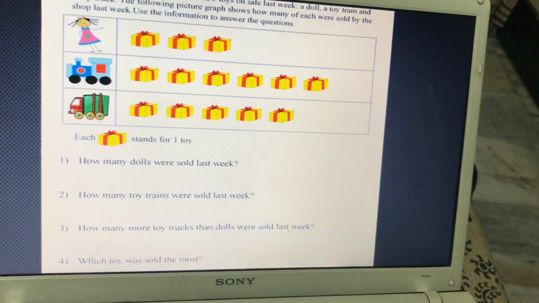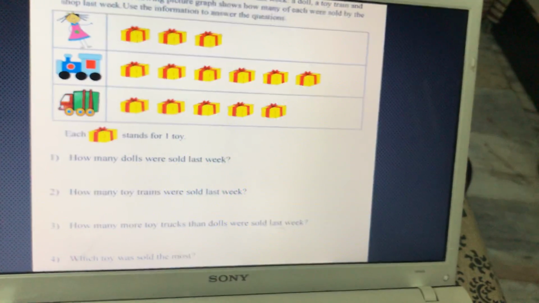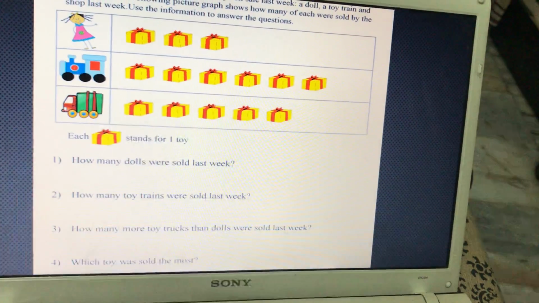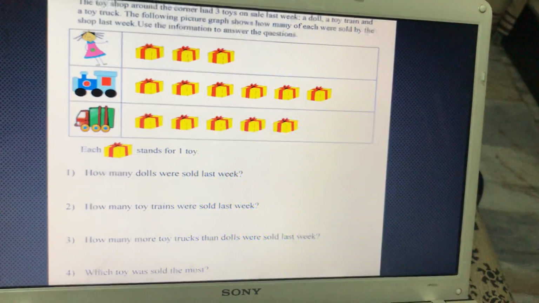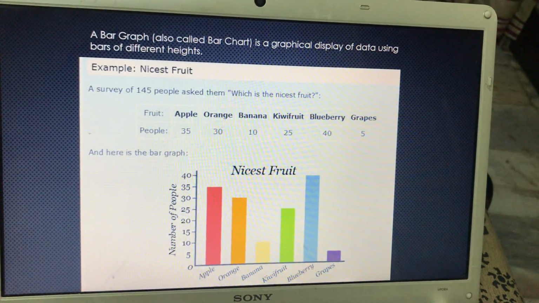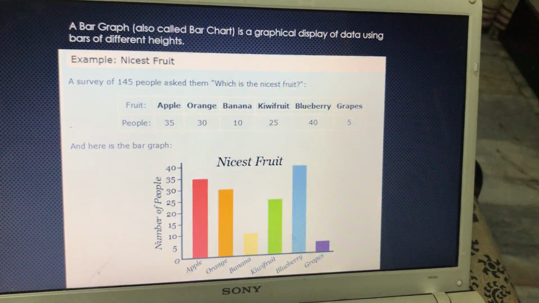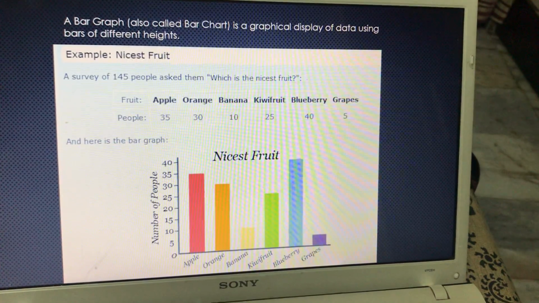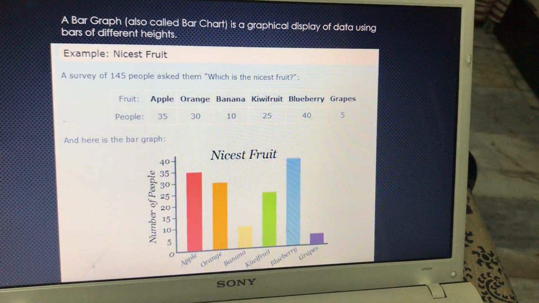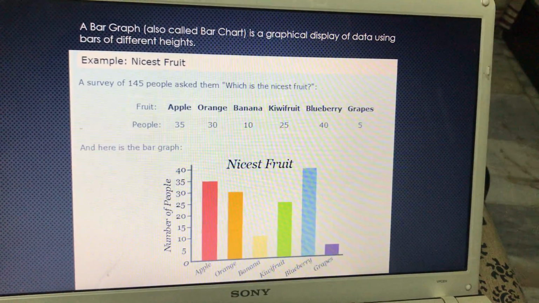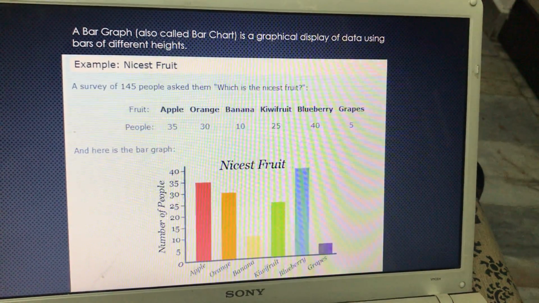Which toy was sold the most? Clearly, which is having the maximum number of gift symbols? This toy train is sold the most number of times. Next is about a bar graph. We know a bar graph, also called a bar chart, is a graphical display of data using bars of different heights. So in a bar graph, we draw rectangular bars of different heights.